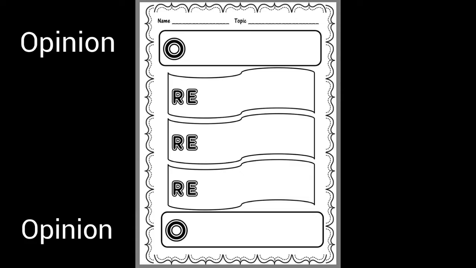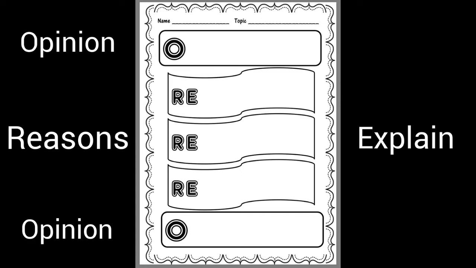The R and the E stand for your reason that you feel the way you do, and then the E stands for an explanation, to explain your reason a little bit more. Now, this graphic organizer has room for 3 reasons and 3 explanations. Sometimes you only need 2. It just depends on what you're writing about. But in general, the more explaining that you do, the more that you get your opinion across and people understand why you feel the way you do.